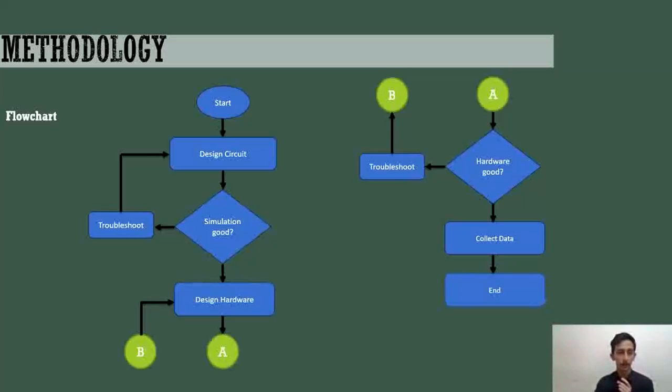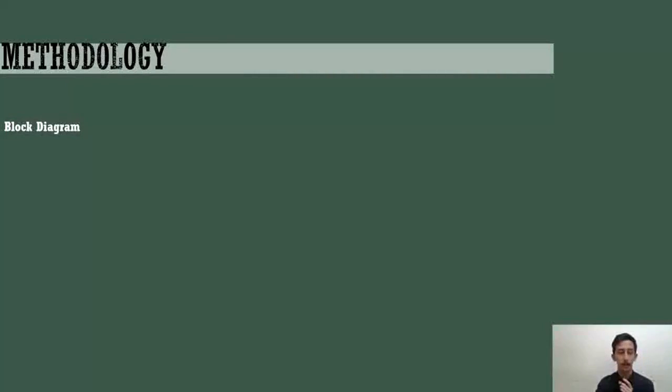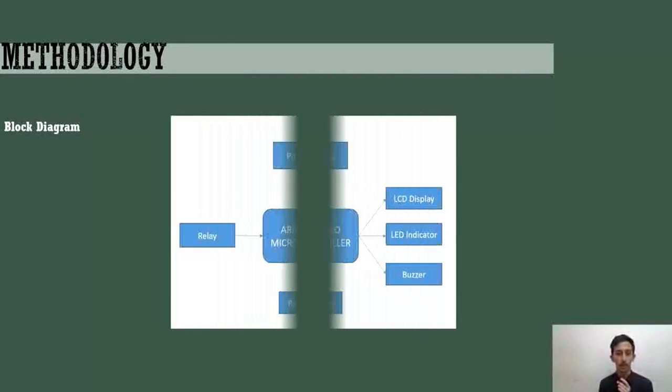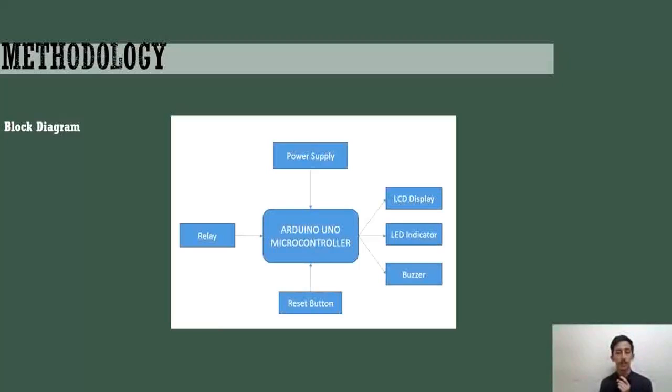Now the block diagram. This is my block diagram. Firstly, the power supply activates the Arduino Uno microcontroller, and it gives an LCD display, indicator and buzzer as output. Then there is a reset button to reset the Arduino. And then I put the relay to be checked.